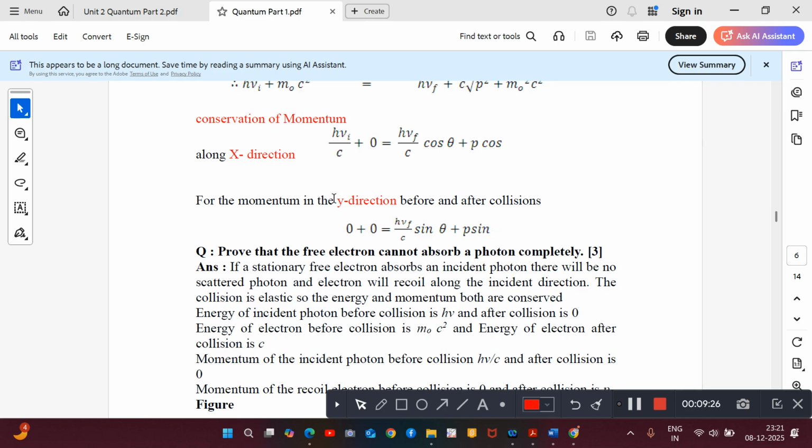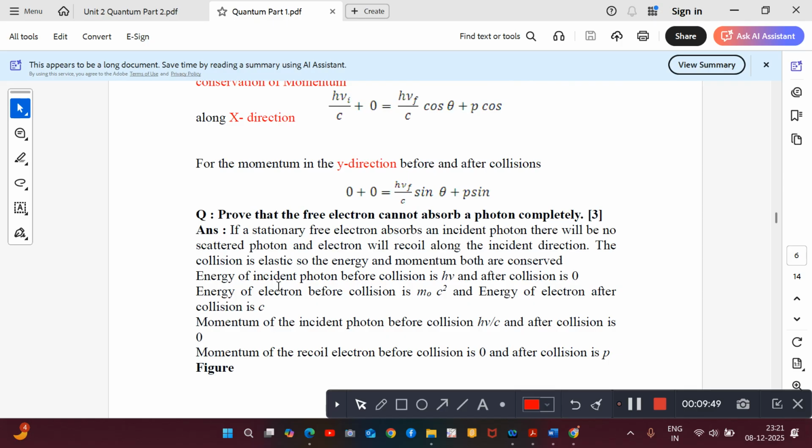Okay. So in this manner, this Compton effect is studied, as well as its conservation laws of momentum and energy. So for 4 marks, such type of questions can be asked. Now prove that free electron cannot absorb a photon completely. So here we are going to use the contradiction method. We have to show that whenever the photon is incident on or interacts with the electron, it will not be absorbed completely, and for that purpose we are using the contradiction method.